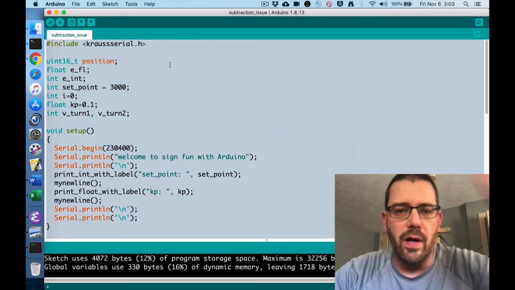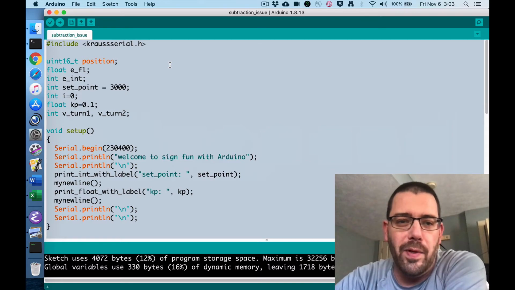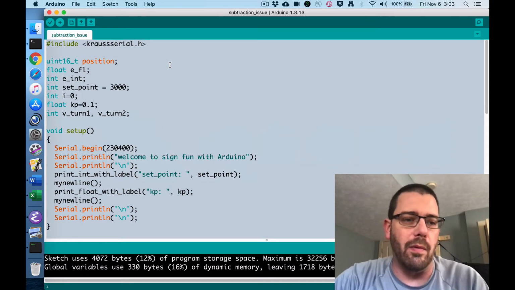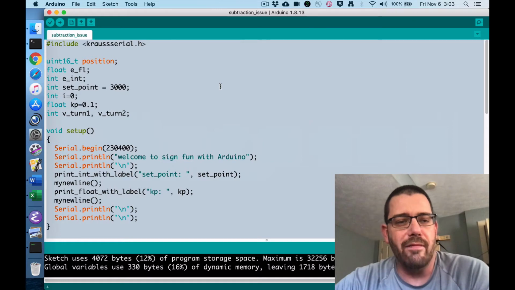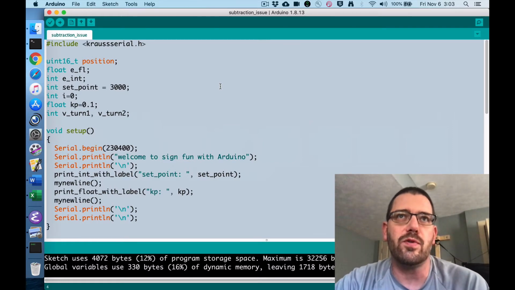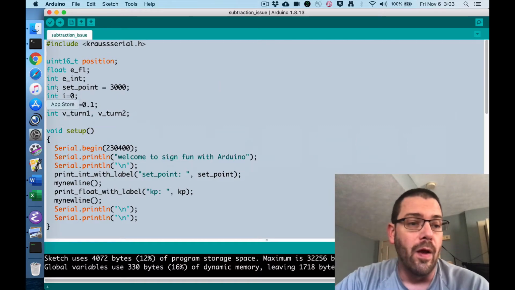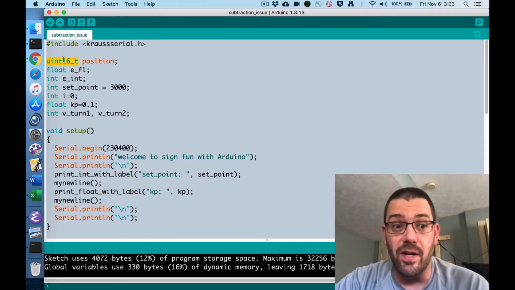Okay, so this is Dr. Kraus. I want to give a shout out to Jared for helping me solve a problem that he and some other students were having to do with sign issues when doing subtraction in Arduino, specifically when we're taking an integer minus an unsigned integer and we're storing the result.